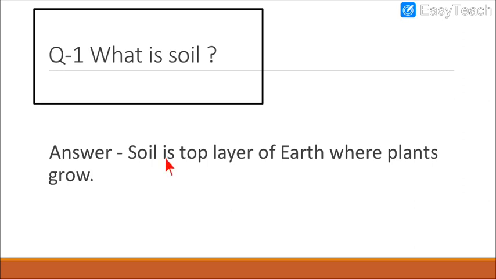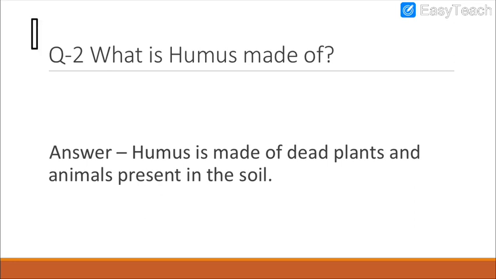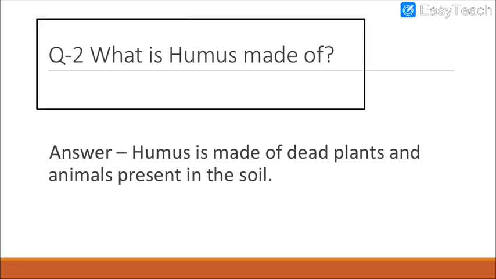Soil is top layer of earth where plants grow. Yes, by now it should be very clear that the topmost layer of the earth where we grow the plants, that layer is called the soil. Okay, let us move on to the next question.